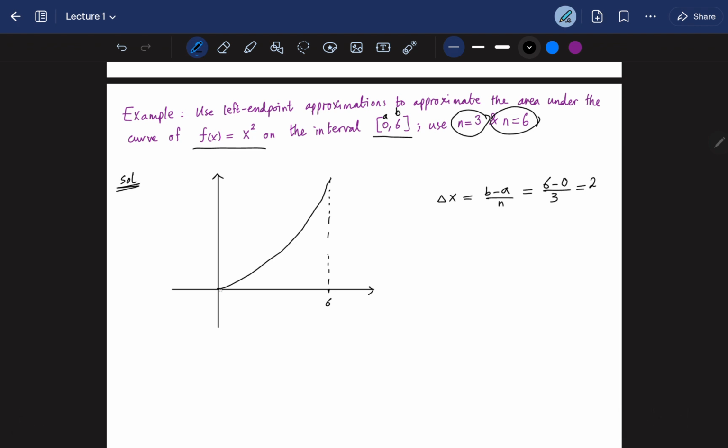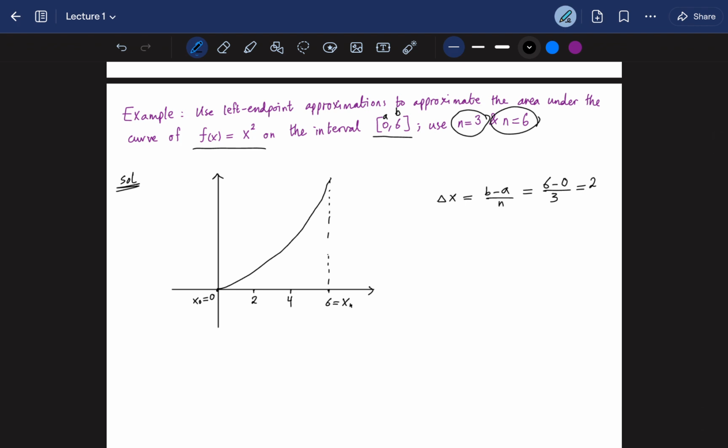So now what you do is I'm going to start with my x of 0, which is 0, and then we're just adding the width, delta x, until we reach my x of n. So 0 plus 2, that's 2, and then 2 plus 2, that's 4, 4 plus 2, that's 6, so we're done dividing.